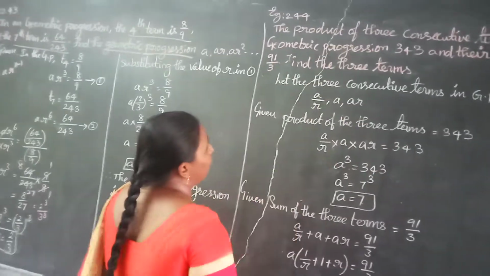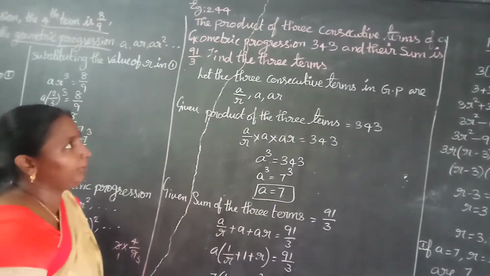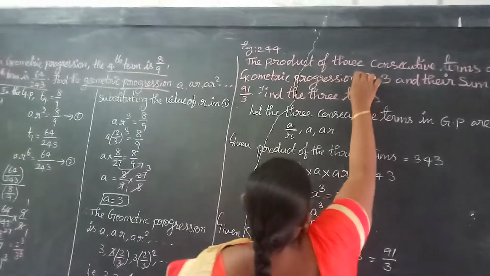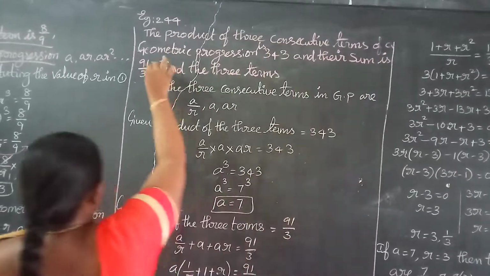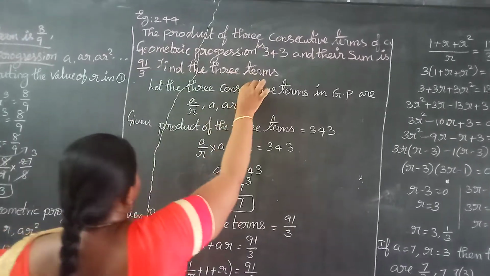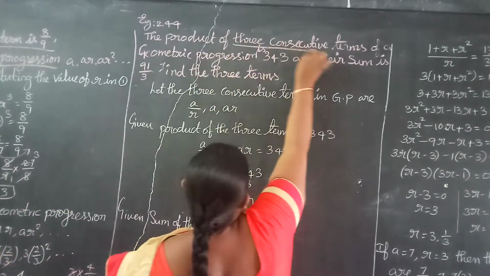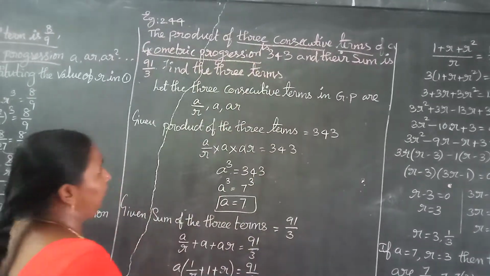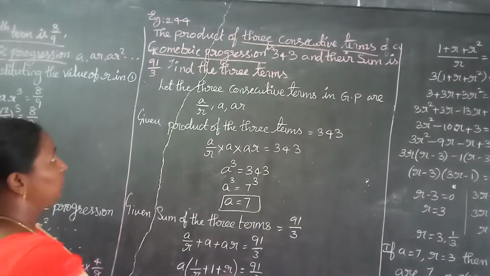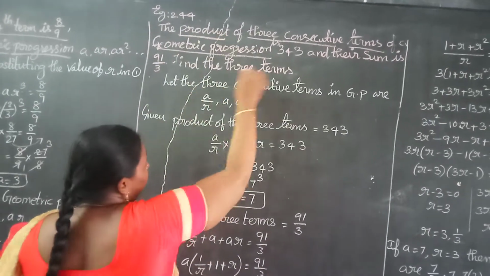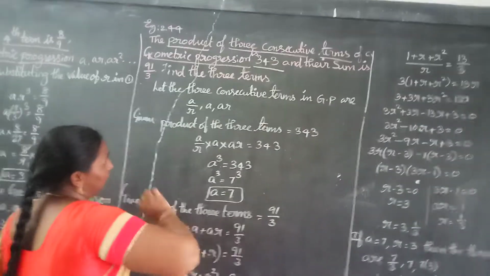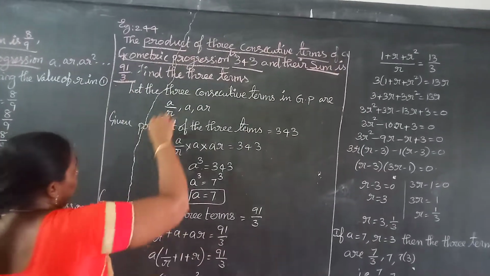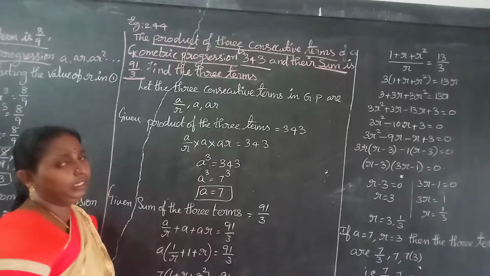The product of 3 consecutive terms of a geometric progression is 343 and the sum is 91 by 3. Find the 3 terms. Already I told you, for 3 consecutive terms of a GP, what you have to take? A by R, A, AR. So they gave the product. The product of these is 343 and the sum is also given. Sum is 91 by 3. We are going to find the 3 terms.